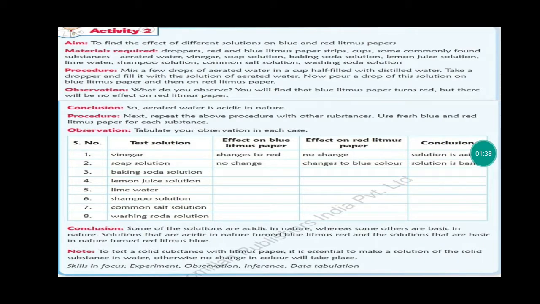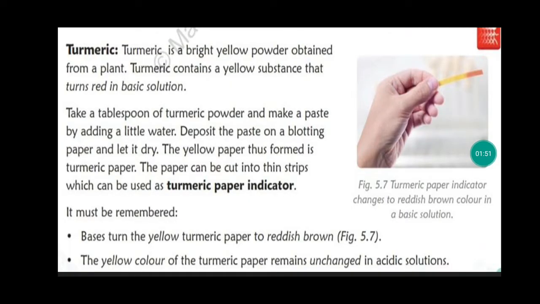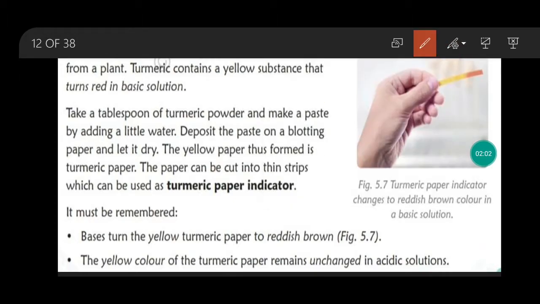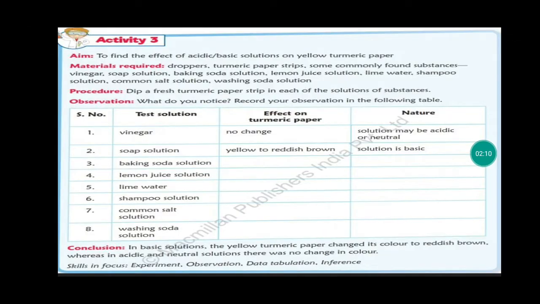We have also performed this activity to understand what is the effect of acid on blue litmus paper and red litmus paper, and what is the effect of base on red litmus paper and blue litmus paper, so that we can conclude that a particular solution is acid or a base. We also saw that turmeric is used as an indicator only in the case of base. Here you must remember that the bases turn yellow turmeric paper to reddish brown, but the yellow color of the turmeric paper remains unchanged in acidic solution.